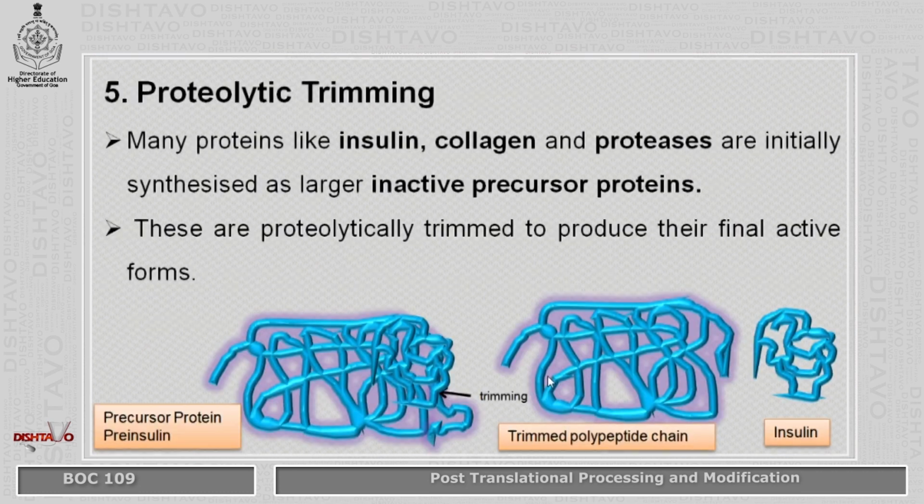The next type of modification is proteolytic trimming. Many proteins like insulin, collagen and proteases are initially synthesized as larger inactive precursor proteins. These are proteolytically trimmed to produce their final active forms. For example, precursor protein pre-insulin is a long chain of polypeptides. This undergoes trimming to give rise to insulin, which is a polypeptide chain of just 50 amino acids.